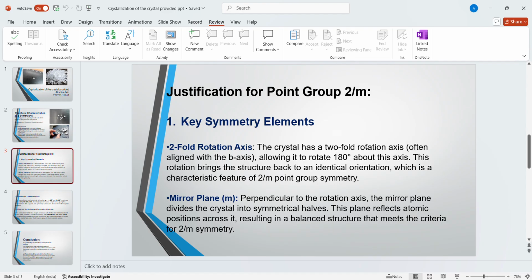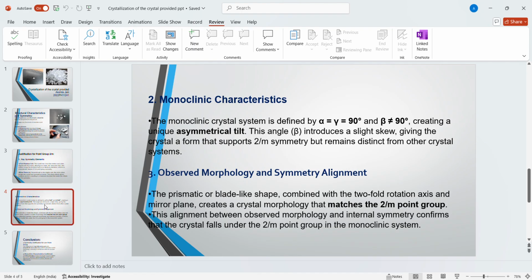Second is the mirror plane m, perpendicular to the rotation axis. A mirror plane means that when we take the mirror image of it, we get a similar structure. The mirror plane divides the crystal into symmetrical halves. This plane reflects atomic positions across it, resulting in a balanced structure that meets the criteria for 2/m symmetry.